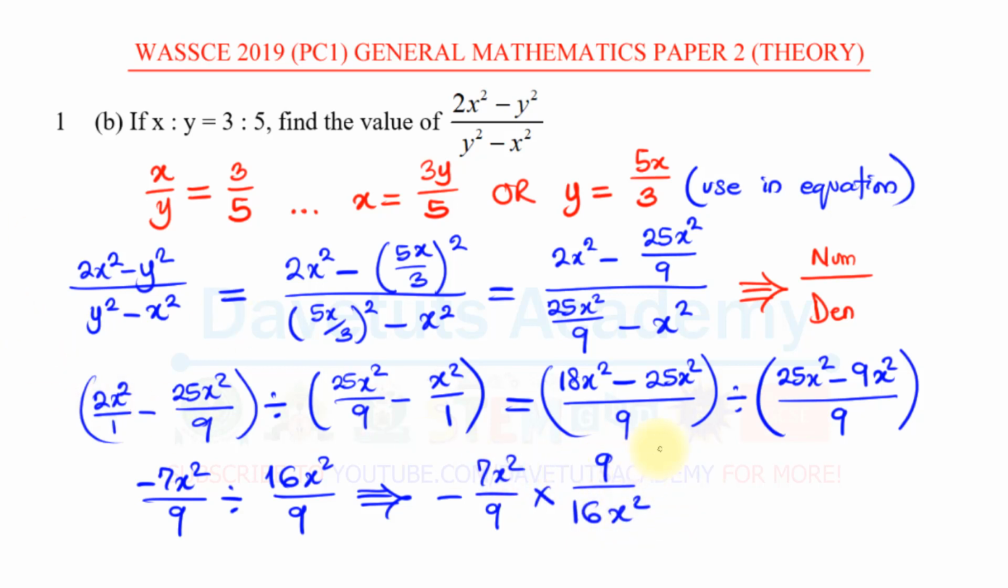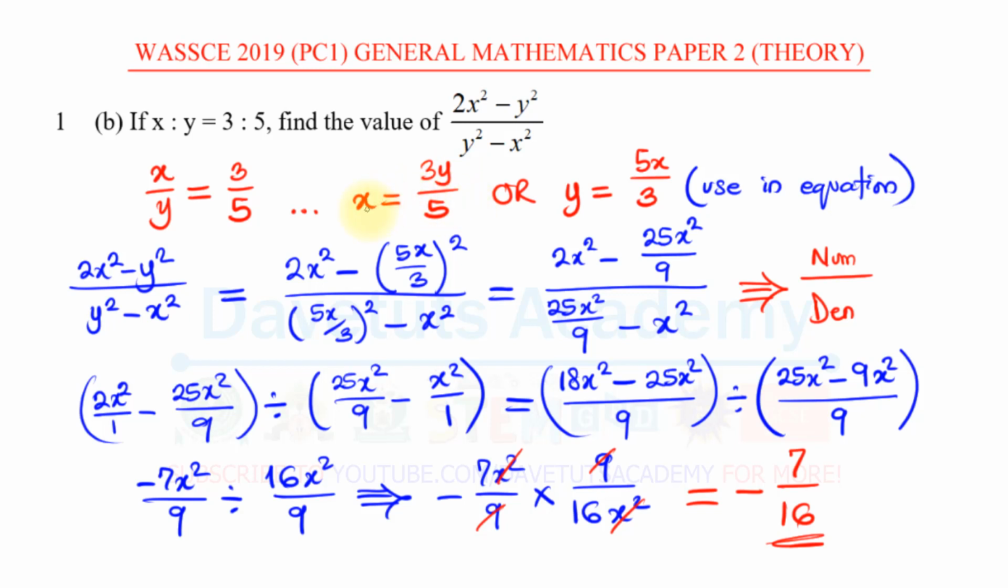And with this, we can just simplify. The 9 can divide this 9, and s squared can divide this s squared. So our final answer will now be minus 7 over 16. I'm just sticking to the rules of algebraic processes and making sure that we follow through with our substitution, in which here we are using y is equal to 5x over 3. You will get your answer correctly.